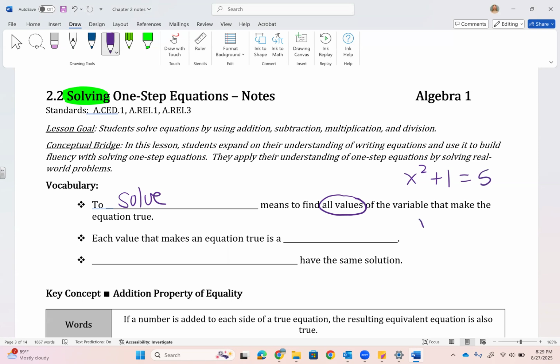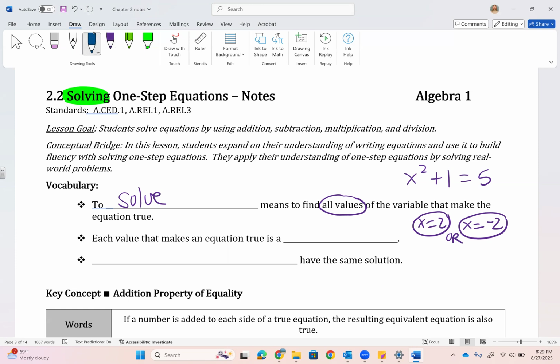One of the answers could be 2, because 2 squared is 4, and 4 plus 1 is 5. Another answer actually is -2. Why? Because if you tried -2 times -2, you get 4, and 4 plus 1 does give you 5. So they would have 2 solutions to that problem. And we'll get into that when you're a little older.